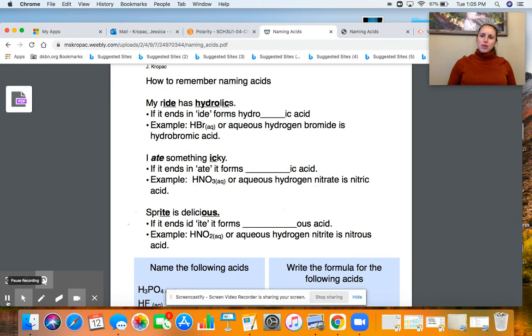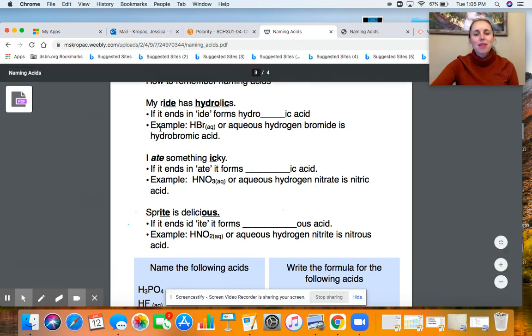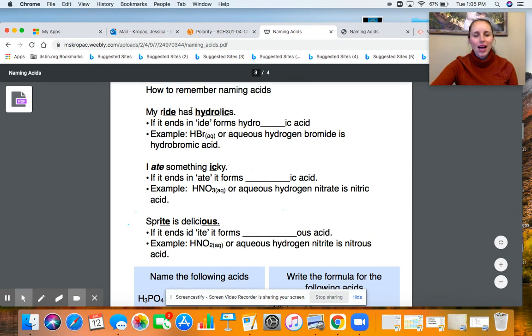All right, so that can be a little tricky to remember. So in order to remember it, there's a couple of different memory techniques that can help you here. So the phrase "my ride has hydraulics" helps you remember that if there's an ide ending, it's going to have a hydro-ic acid. So anything that's a binary compound is going to have an ide ending in its name.